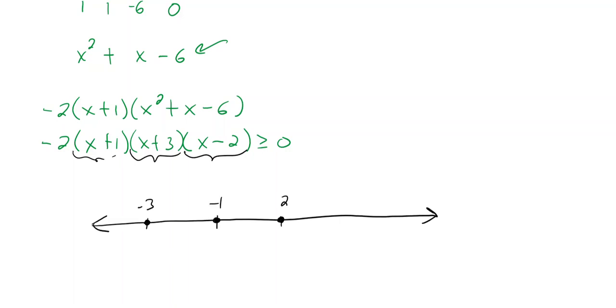So now what I really want to do is figure out, let's say in this section over here, everywhere to the left of -3, does that come out positive or does that come out negative? That's all we really want to do here, right?